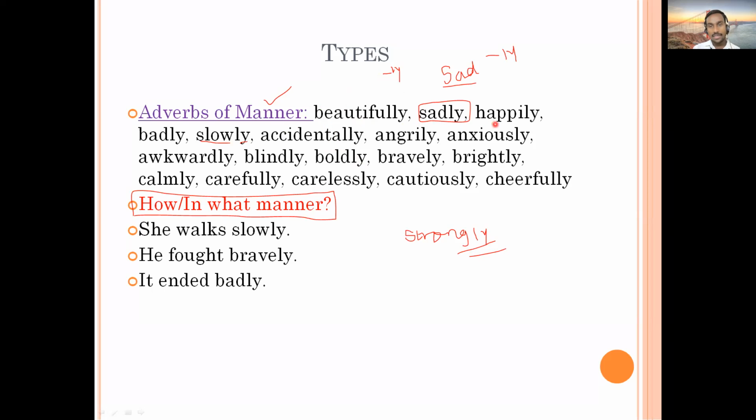Beautifully, sadly, happily, badly, slowly, accidentally, angrily, anxiously, awkwardly, blindly, boldly, bravely, brightly, calmly, carefully, carelessly, cautiously, cheerfully. These are some of the examples, and I think you can make so many. For example, in the chat box I got from Vishal, serious; we can make it seriously. That is also adverbs of manner. Weekly. Weekly, which week? W-E-E-K or W-E-A-K?